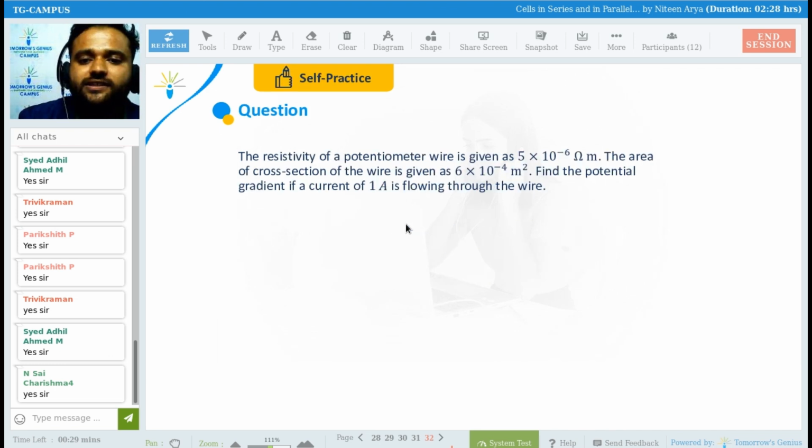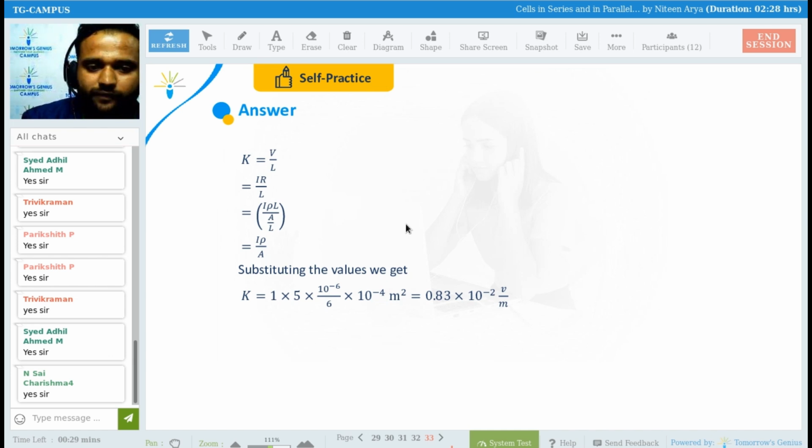This is the main thing. Question: the resistivity of a potentiometer wire is this, and the area of cross section of the wire is this. Find the potential gradient. Now, the potential gradient is V by L, if I'm not wrong. Yes, potential gradient is V by L. So everything is given to you; you just need to find the potential gradient.